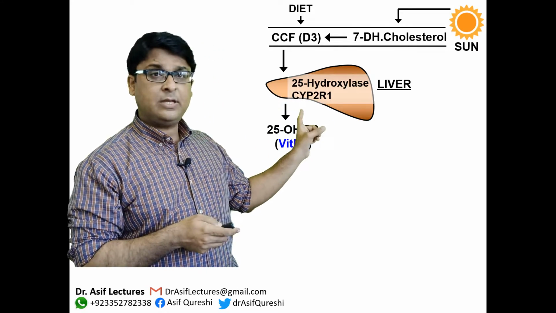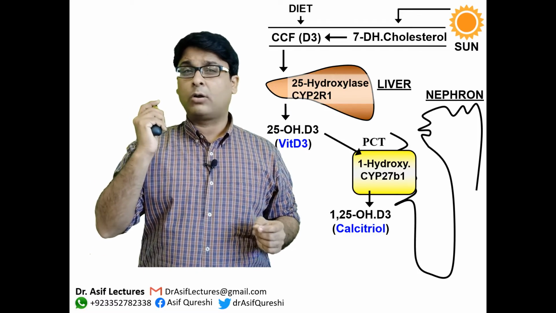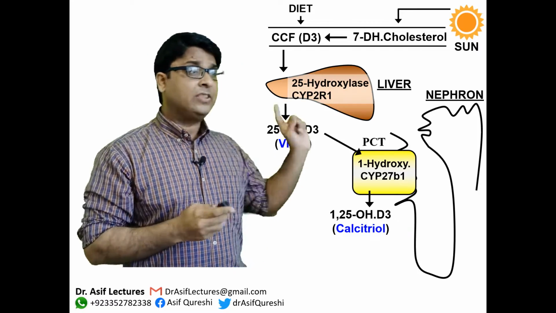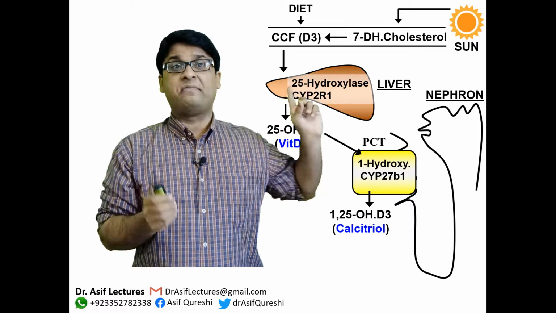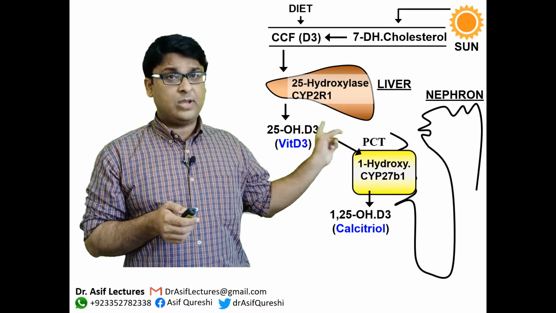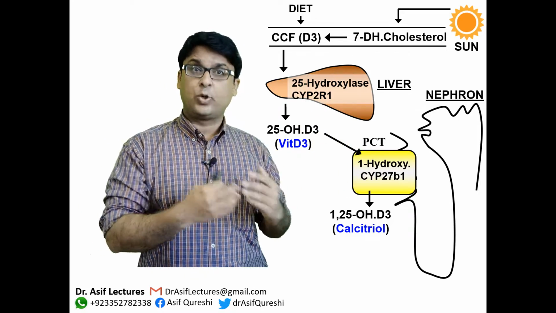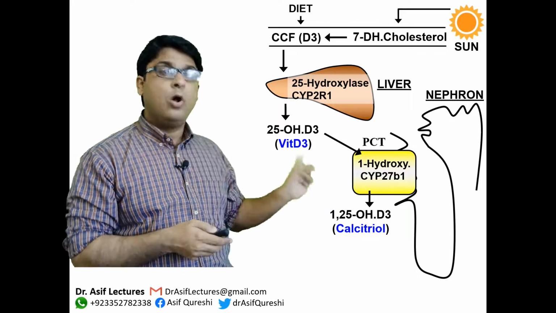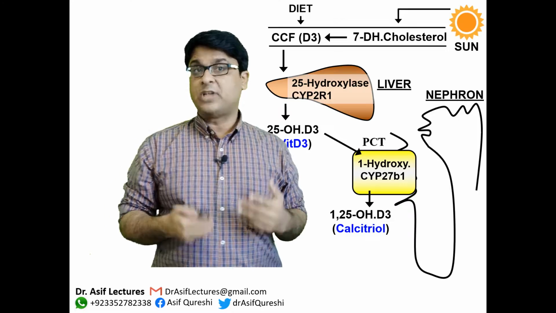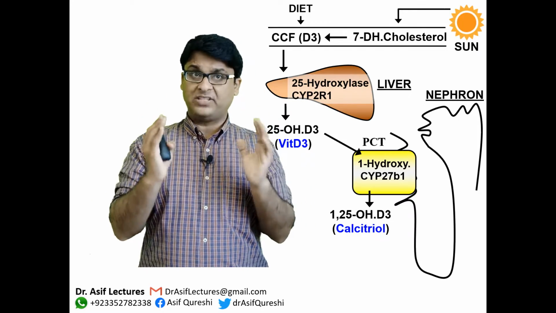Now, this vitamin goes to the proximal convoluted tubules of your nephron, and there is another enzyme sitting and waiting for 25-hydroxy D3, and that enzyme is called 1-hydroxylase. So it performs 1-hydroxylation. So the product which is produced is now 1,25-dihydroxy vitamin D3. This is the active form of vitamin D.